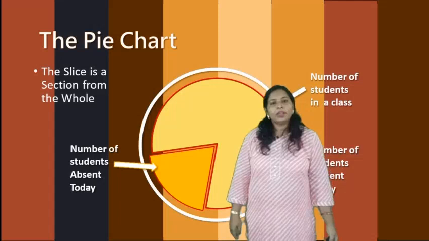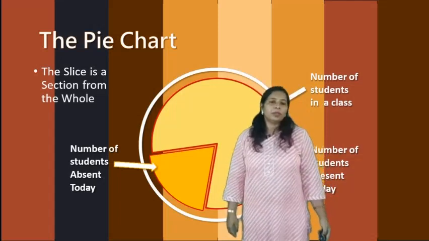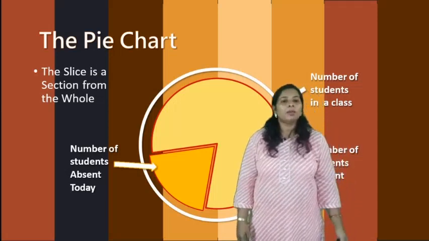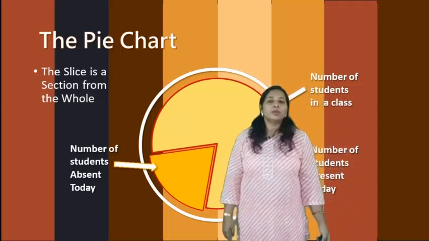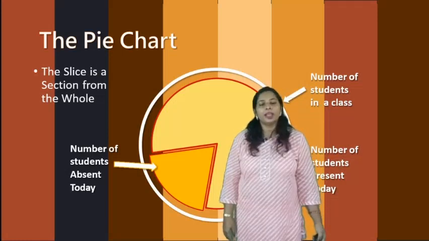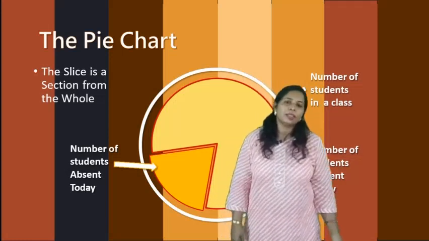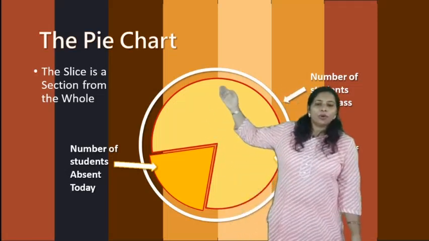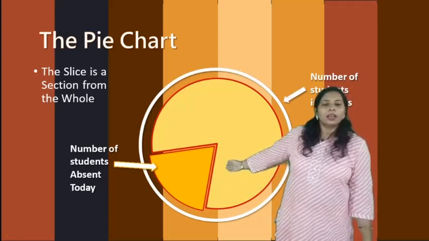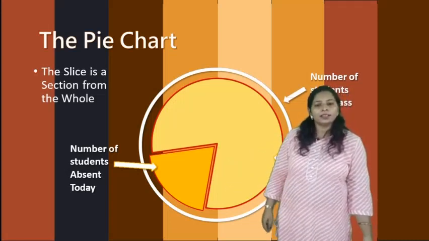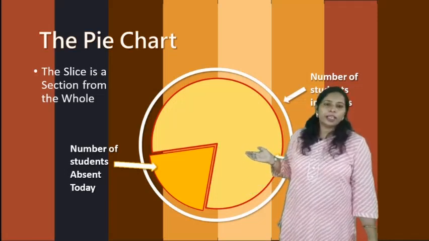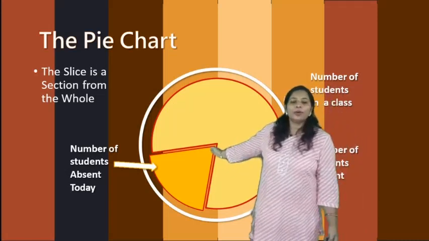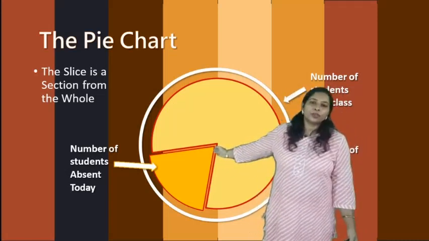Now, if there is a number of students in a class and I want to mention the total number of present students and total number of absent students today in a class, we can show this using a pie chart. You can see in this figure that this whole white circle is the total number of students in a class. This light yellow shade is the number of present students in a class, and this dark yellow is the number of absent students in a class.